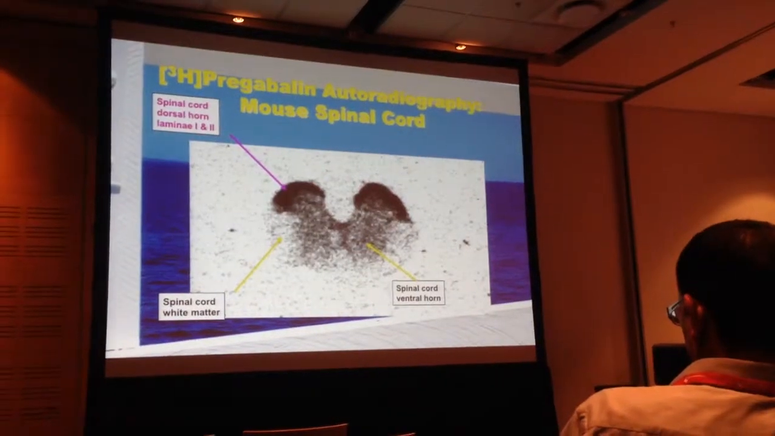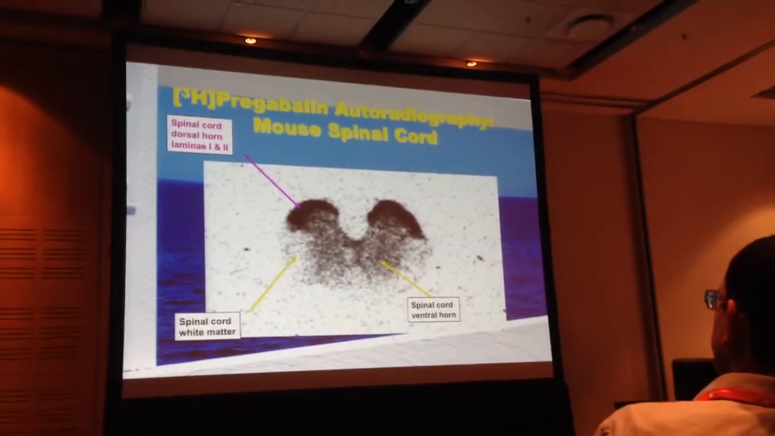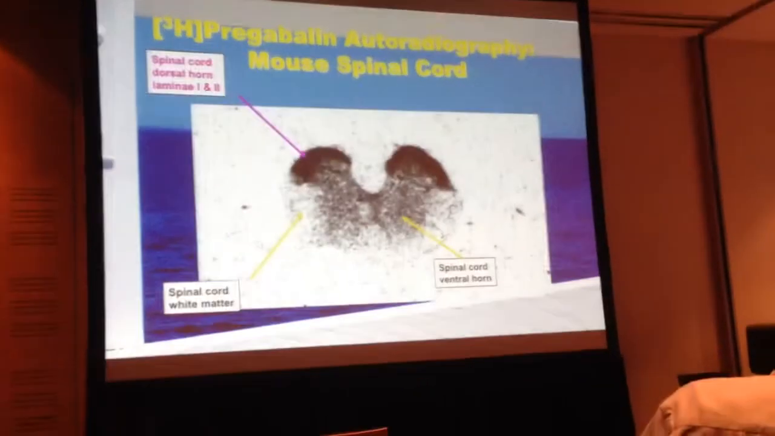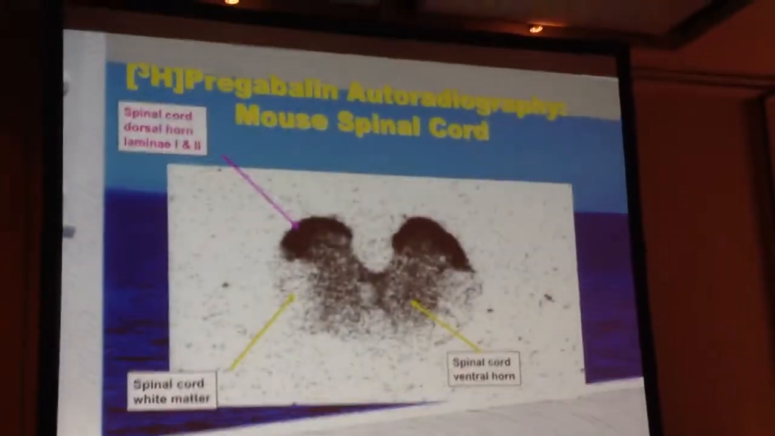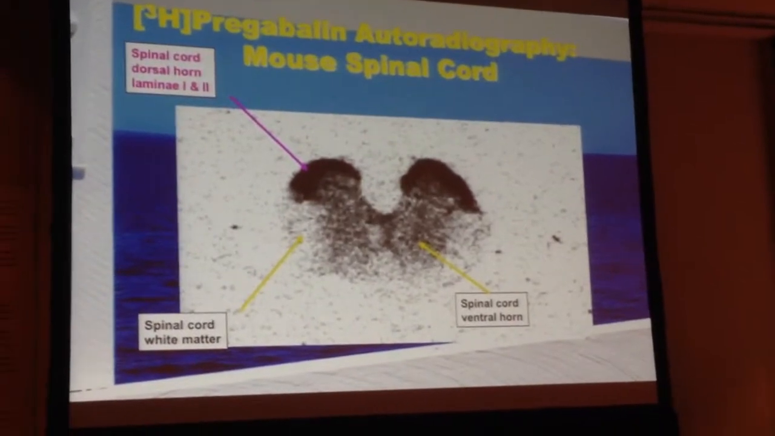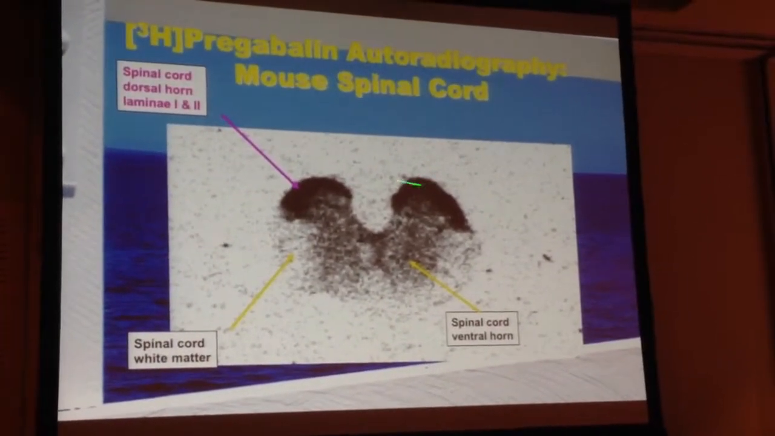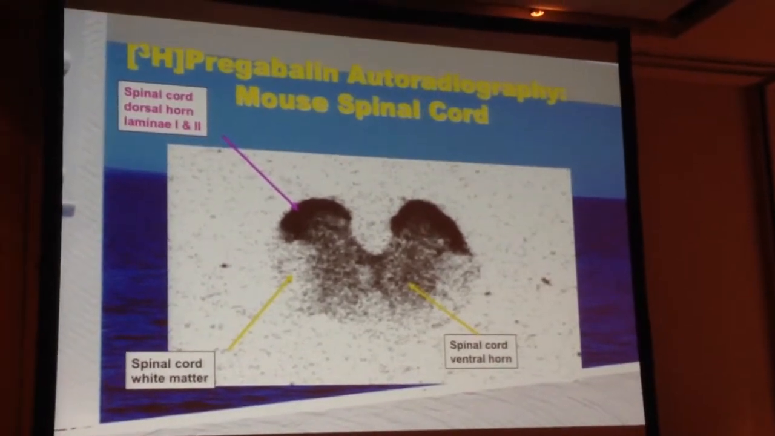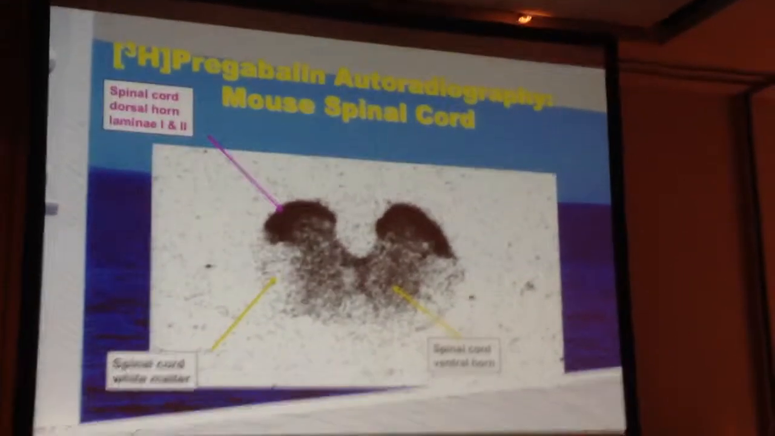The spinal cord. And you know this is where inhibition and excitation occur in pain, because you see here an autoradiograph of a spinal cord of a rat labeled with a radioactive pregabalin, and you see the accumulation in the dorsal horn of the spinal cord where pain transmission and modulation does occur.